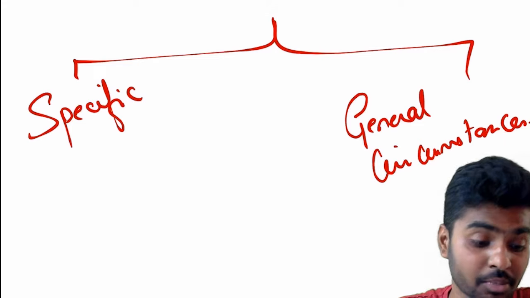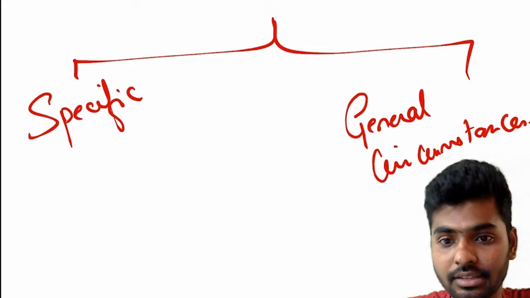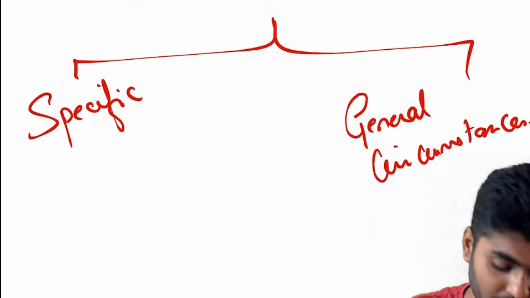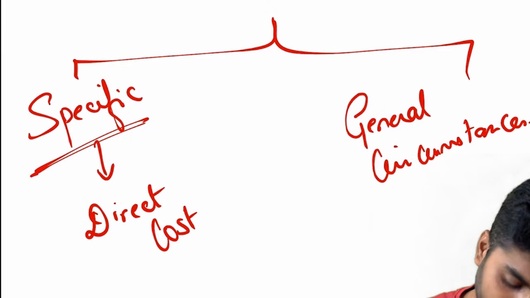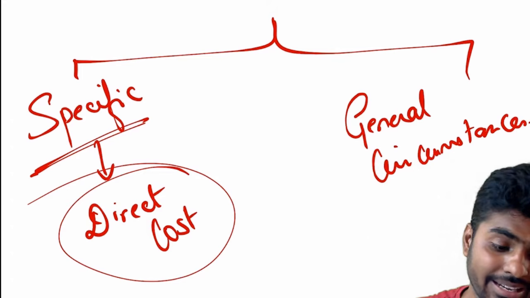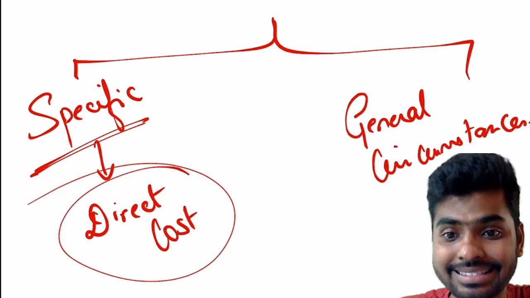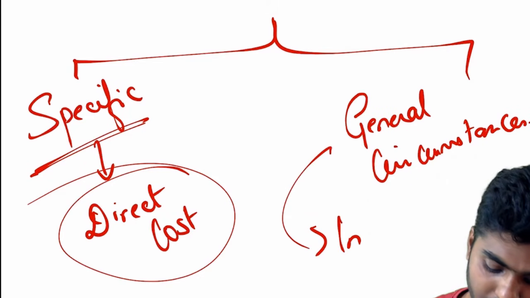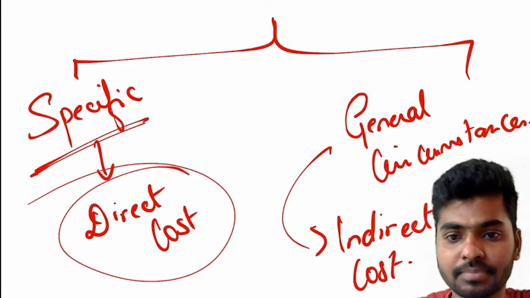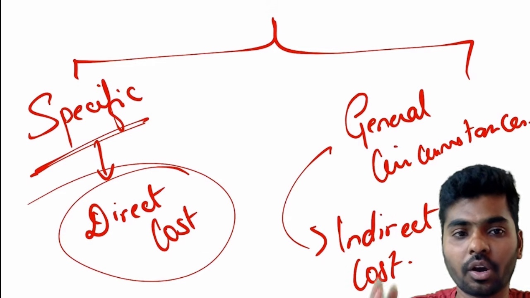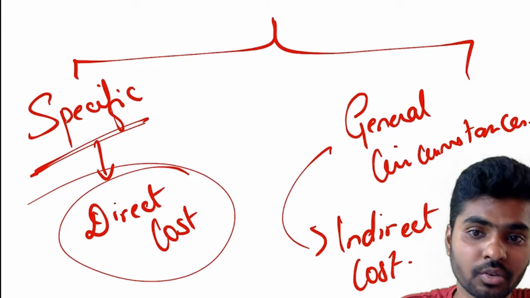Now, what happens in case of it? Whenever it is at a specific customer request, that is when a customer requires a job to be completed early or at a specified time, we should make sure that this becomes a direct cost. When I say direct cost, it will be charged straight away to the customer as a product cost. When I say general circumstances, we consider it to be an indirect cost. This is the second part: what do you mean by direct cost? When is the overtime premium going to be a direct cost? When is it going to be an indirect cost?